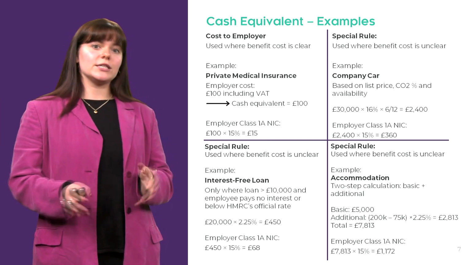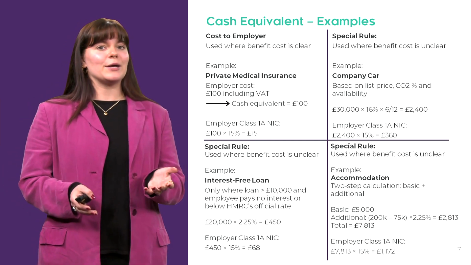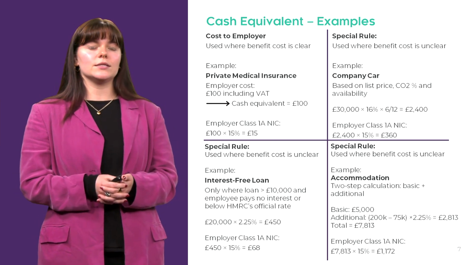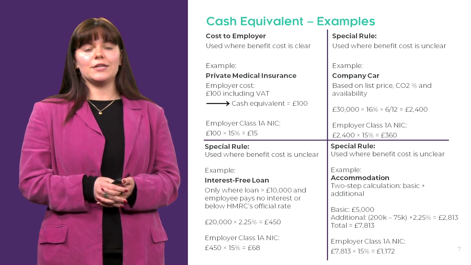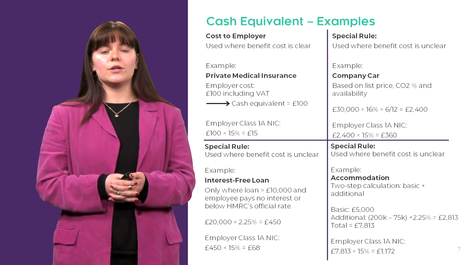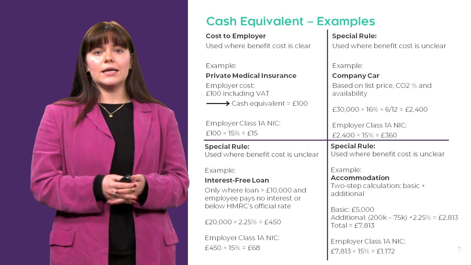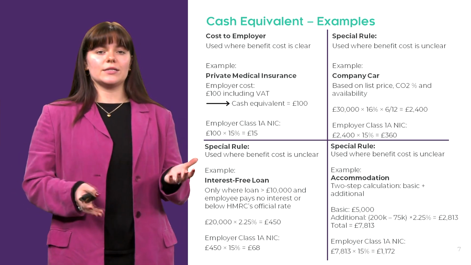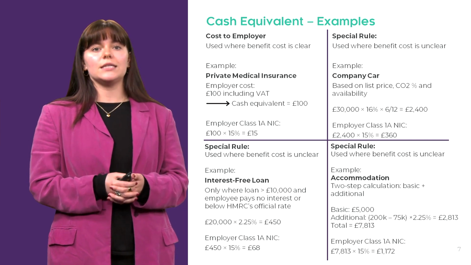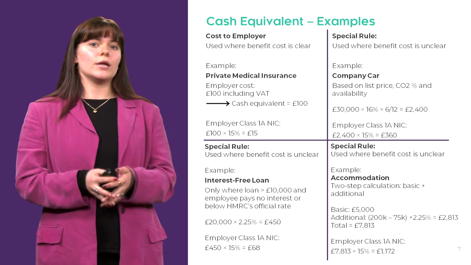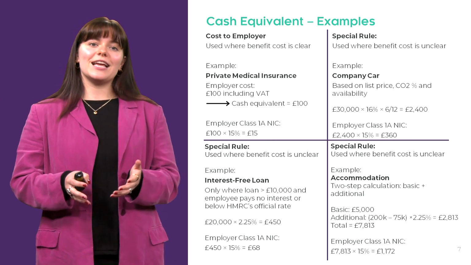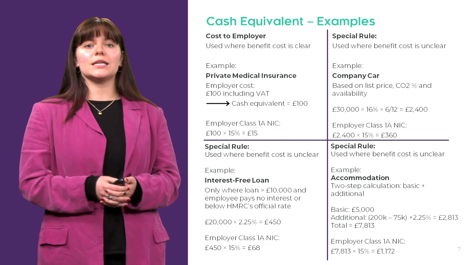So here, the basic charge is £5,000. The additional charge is calculated as £200,000 minus £75,000 multiplied by 2.25%, which equals £2,813. Therefore, the total cash equivalent of the accommodation benefit here is £5,000 plus £2,813, giving us a total of £7,813. The employer's Class 1A national insurance due on this accommodation benefit would be £7,813 times 15%, which gives us £1,172.